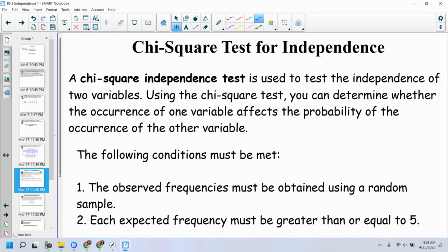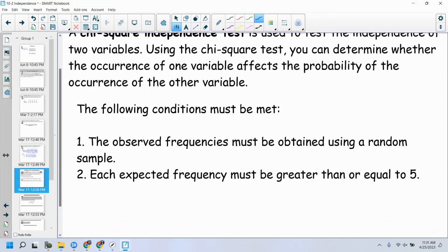So how close is close enough? Well, the following conditions must be met, and that's what we can use the chi-square independence test for. The observed frequencies must be obtained using a random sample. Each expected frequency must be greater than or equal to 5.